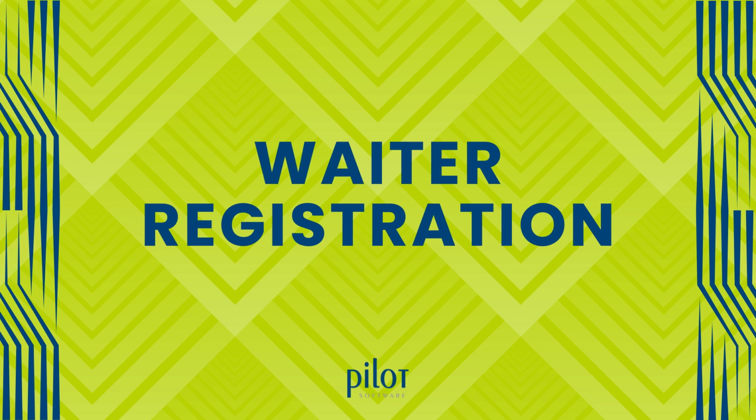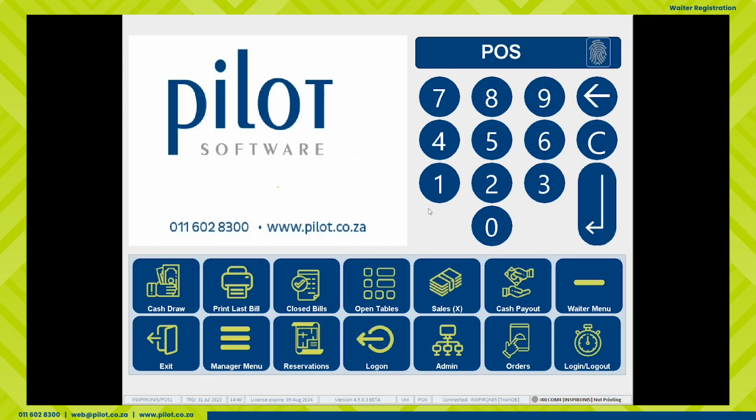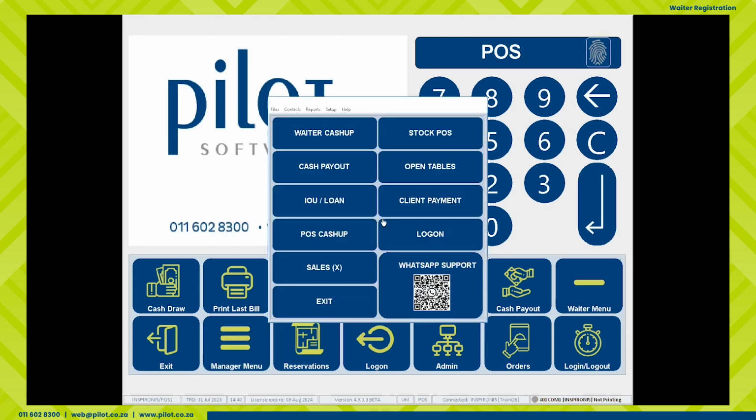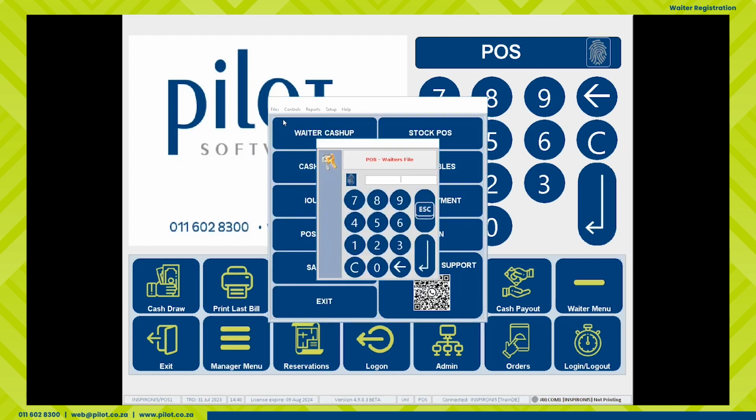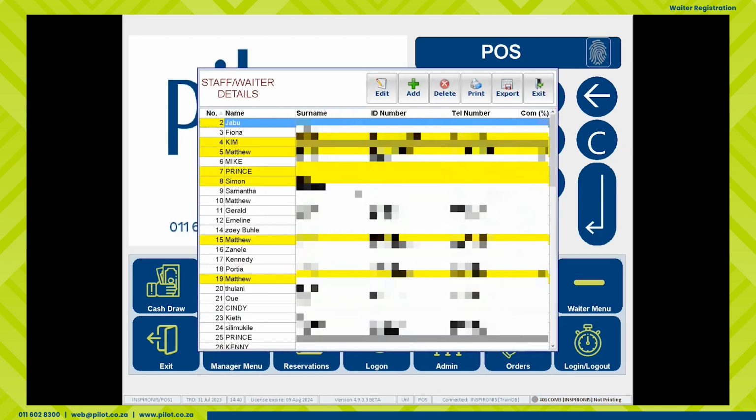This video will demonstrate how to add a new waiter or cashier profile to Pilot PAS. Select the Manager menu in PAS. Select Files, then Staff and Waiters, and Authorize. The Waiter Details window will now open. Here we can view the summary details of each existing profile.